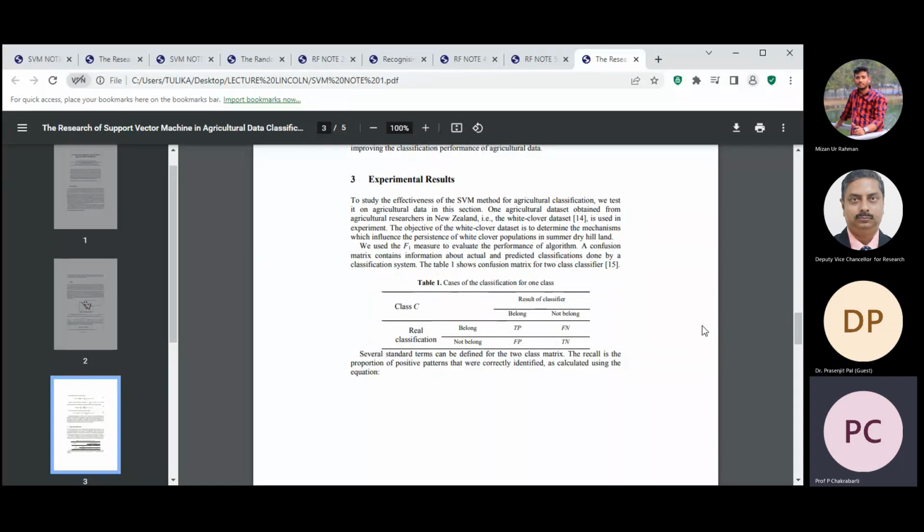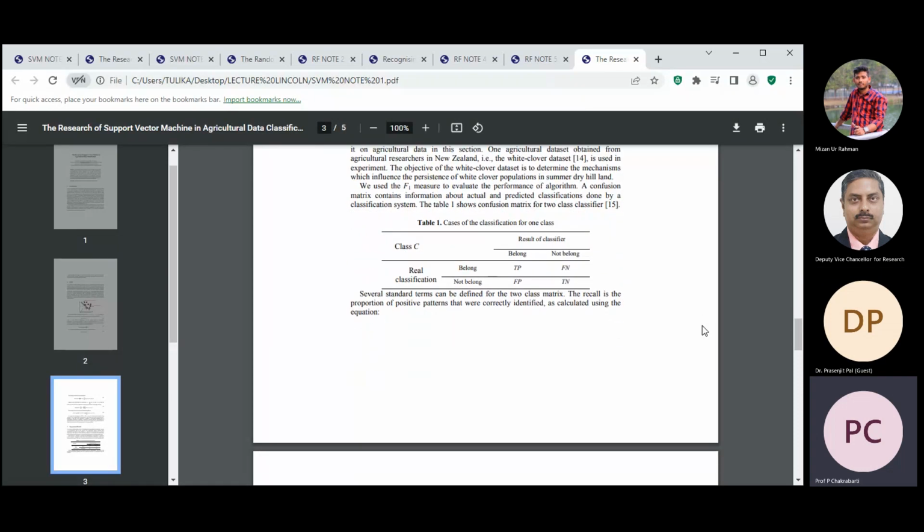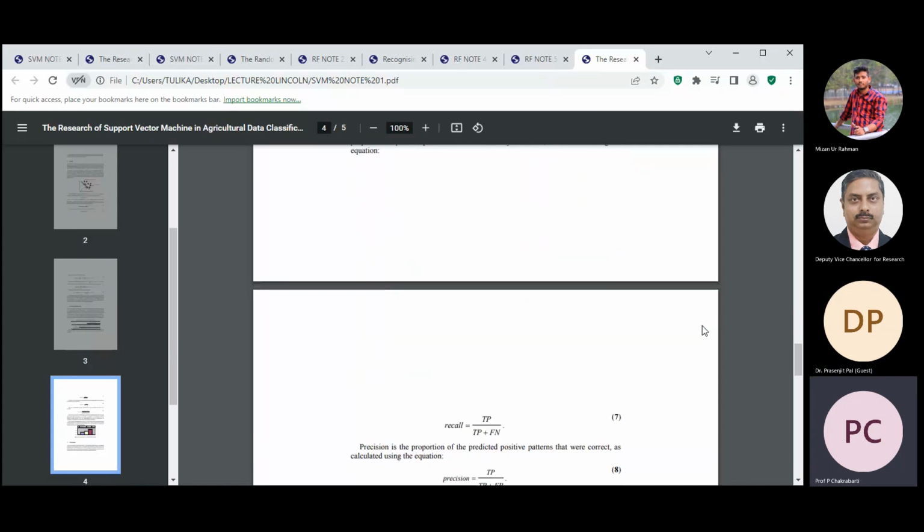That means one belongs to TP, FN, and one does not belong. In this particular case these are the index functions, and accordingly these are the recall and precision. Now in this case, how can you do it? Weka 3.8.4 is a software tool, an online tool.